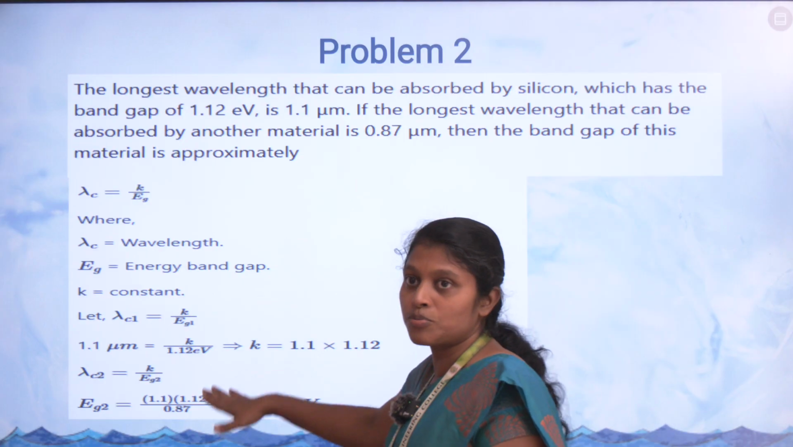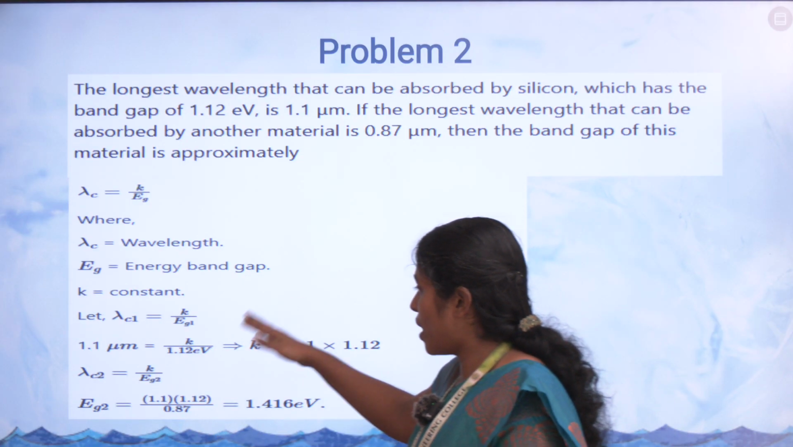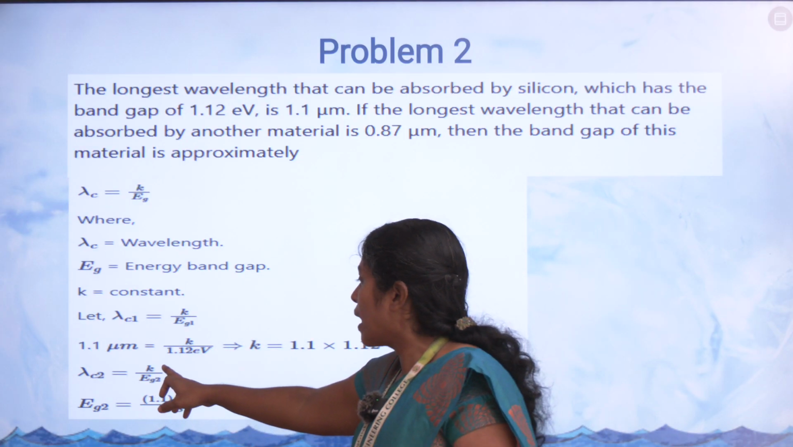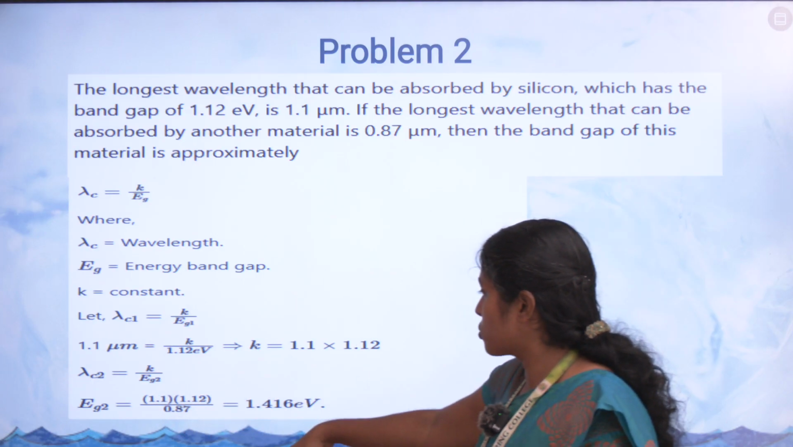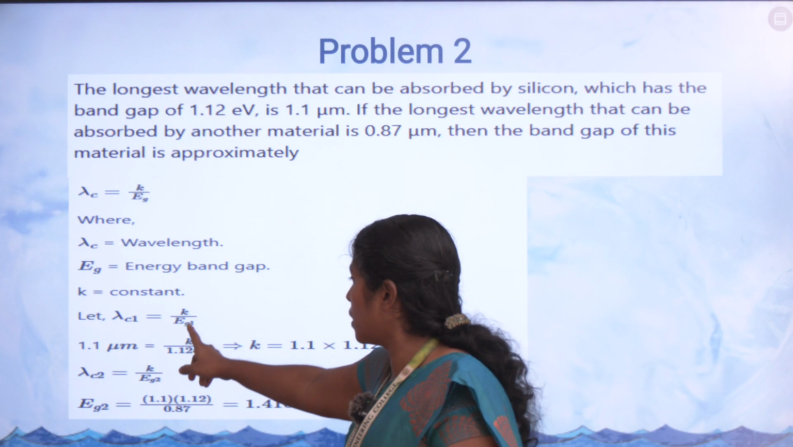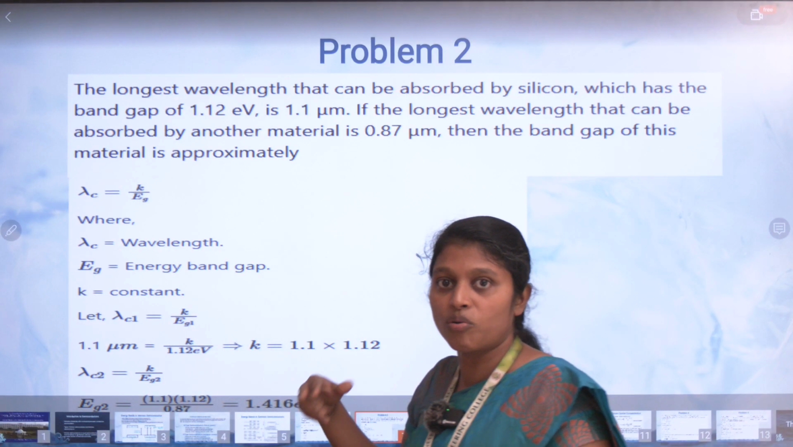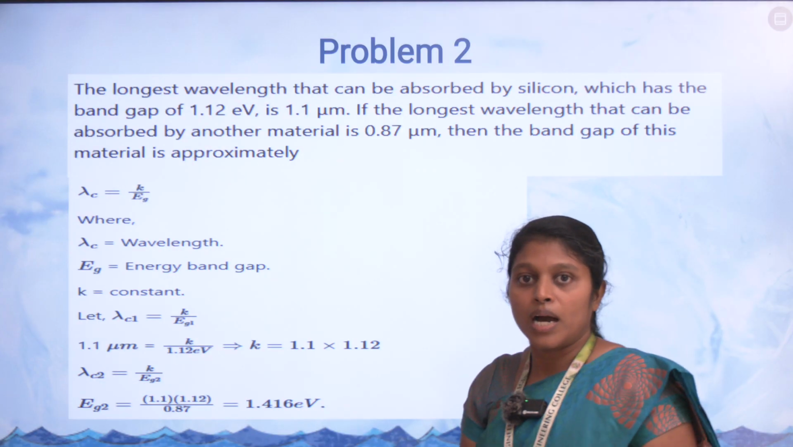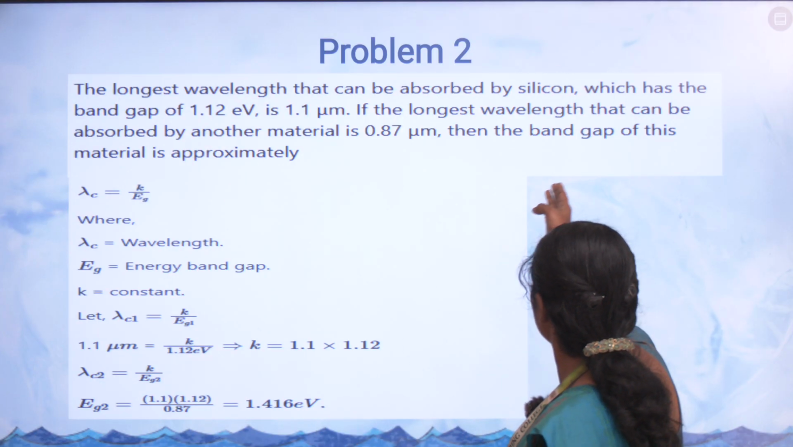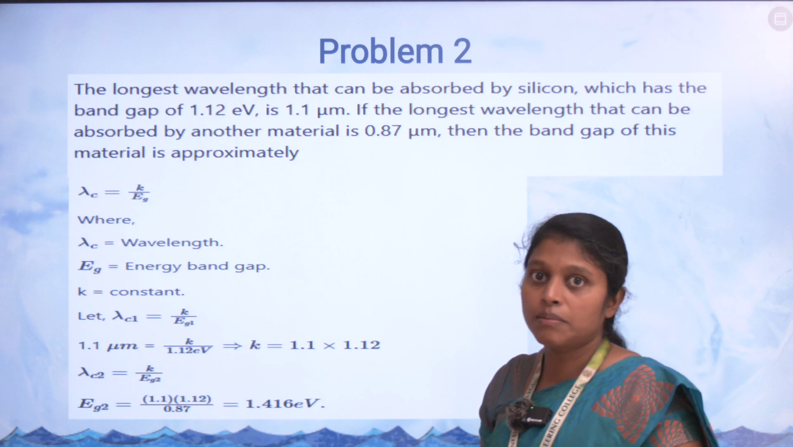So this has to be substituted for the second material. So the wavelength of the second material is given by k divided by Eg2. So Eg2 can be calculated with the constant value that is found from the first material. Substituting that, we can find the band gap value of the second material.